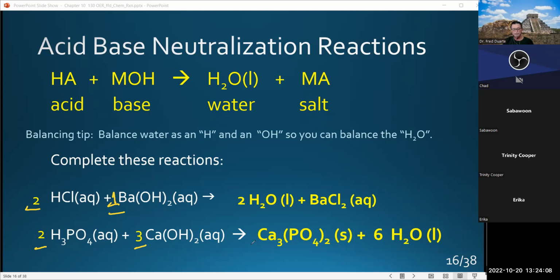So for every 2 molecules of phosphoric acid, I need 3 molecules of calcium hydroxide. Then, when that reaction is done, it will produce 1 molecule of calcium phosphate and 6 molecules of water. Okay, 6 molecules of water. So you can see that with respect to hydrochloric acid, phosphoric acid requires more base to neutralize it, okay?